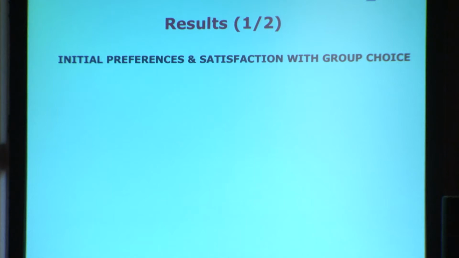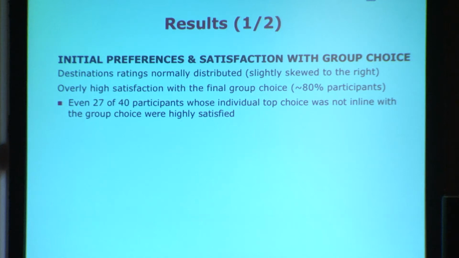As a result, first we looked at initial preferences, group choices, and how satisfied individuals really were with these group choices. The destination ratings were normally distributed, but slightly high. And we also observed overly high satisfaction with the final group choice. Around 80% of participants were very satisfied. This was even true for those whose individual top choice was not in the group top choice.